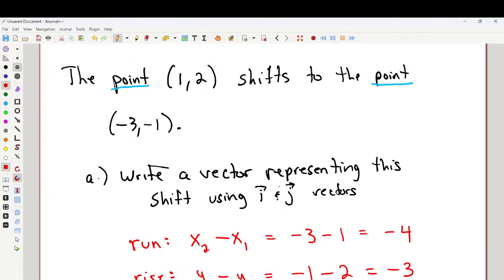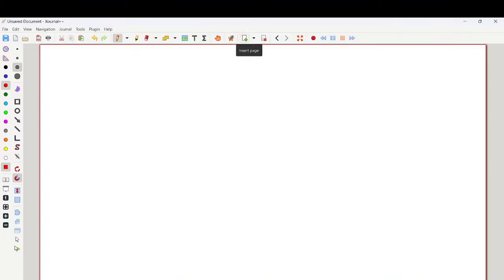What's the magnitude of this vector? It's 5 again, right? So that squared is 16. That squared is 9. Add them together is 25. Take its square root. Good old 3, 4, 5 triangle.